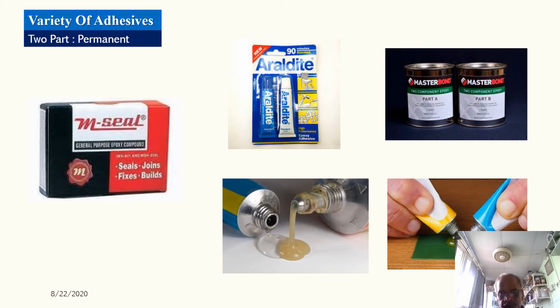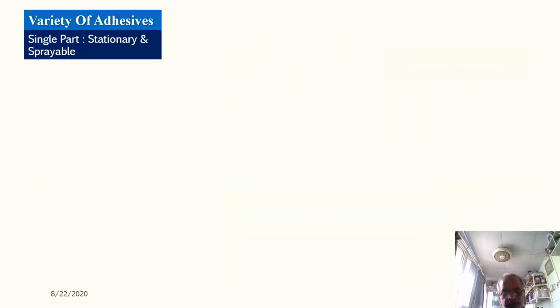This is how the resin and the hardener are taken out. The resin is generally transparent in nature. The hardener has a slightly off-white color, and those are mixed in a proportion of 10 to 1, and then the mixed adhesive is applied on the area where you need to create a joint.